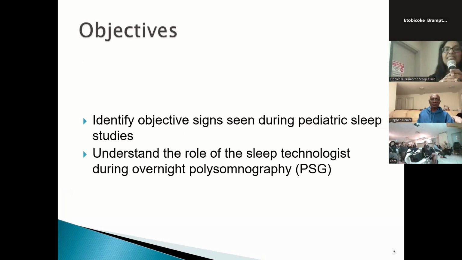So the objectives: identify objective signs seen during pediatric sleep studies, and understand the role of sleep technologies during the overnight polysomnography.